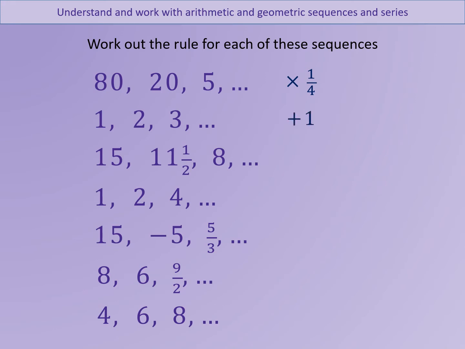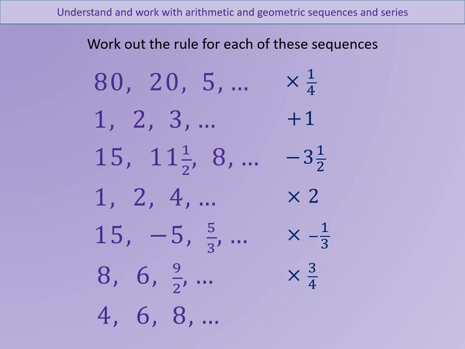For the second sequence, we are adding 1. For sequence 3, we are subtracting 3.5 each time. The next sequence, we could consider that we are multiplying each term by 2 to get the next term. For the next one, we are dividing by -3 or multiplying by -1/3. You can see that this gives the effect that the sign alternates, plus minus each time.